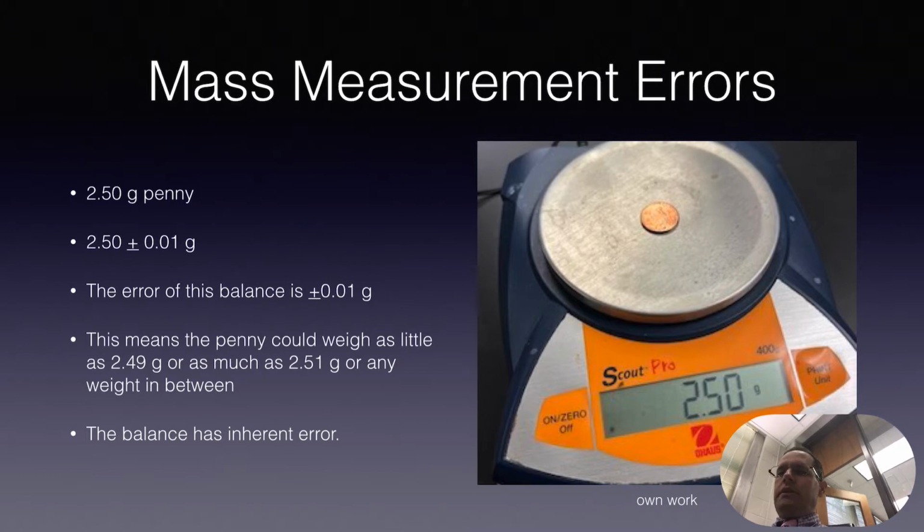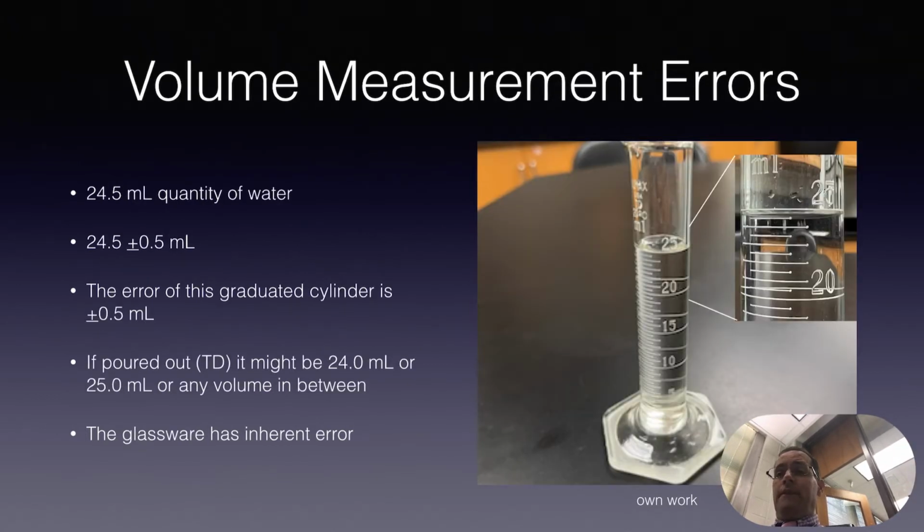All right, let's talk about mass. This penny here on the balance is reading 2.50 grams. That is not an exact mass. The balance has an error, as indicated here with the plus or minus 0.01 grams. It has an error in this last decimal place. This means that the penny could weigh as little as 2.49 grams or as much as 2.51 grams or any weight in between. This balance has inherent error, both from the calibration and the operation of the balance.